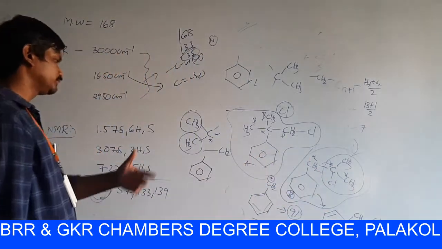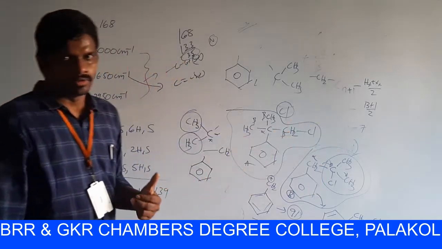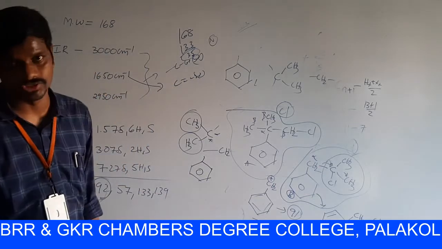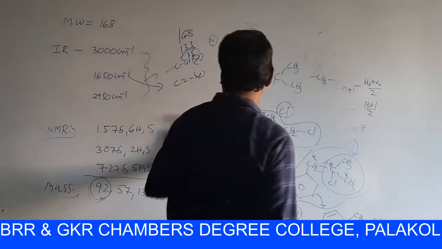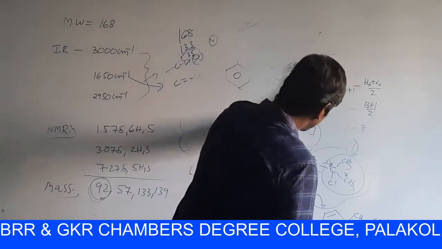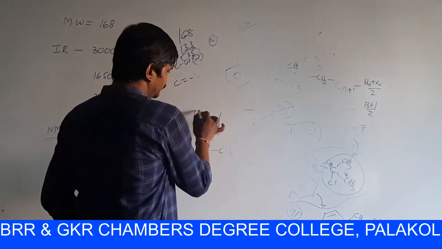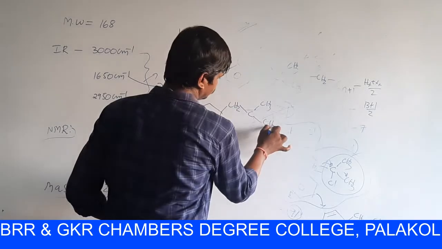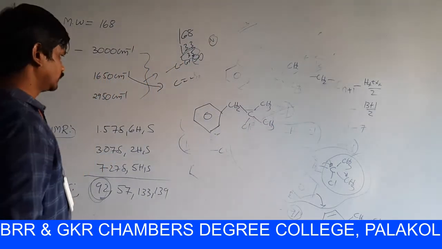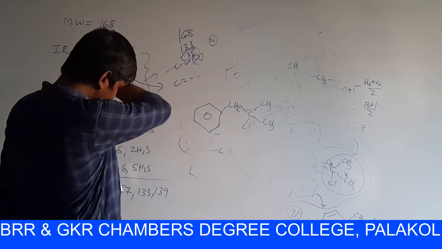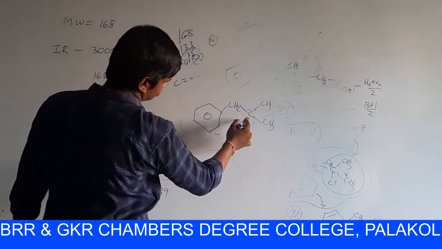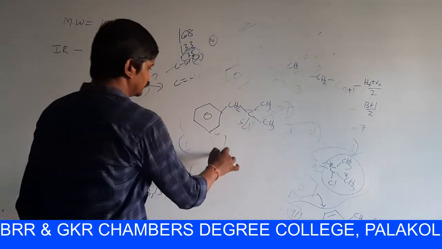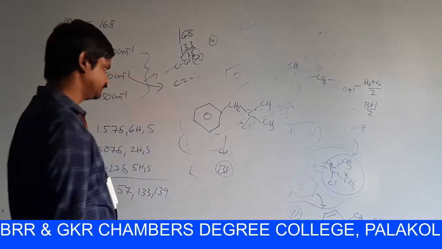So based on this information, by using this structure, we can produce the remaining m/z values. So let us write the remaining fragment ions. So here the structure is benzene. Benzene is fused with CH2, C, CH3, and Cl. So if the molecule loses Cl as a Cl radical, then it produces a peak at m/z equal to 133.